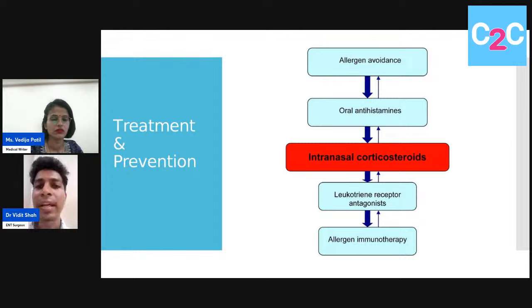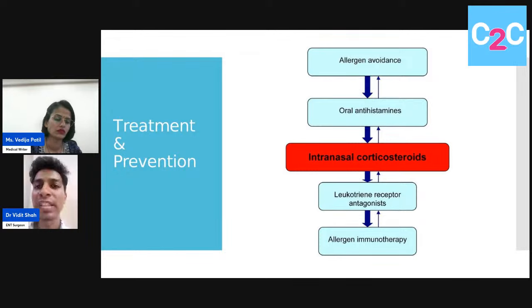And along with this combination, what we classically give patients is nasal drops. Nasal drops, which you must have come across in the market as xylometazoline or oxymetazoline forms of nasal drops. So our main concern at the first visit of an allergic rhinitis patient is also to see whether he has nasal congestion or a nasal block.